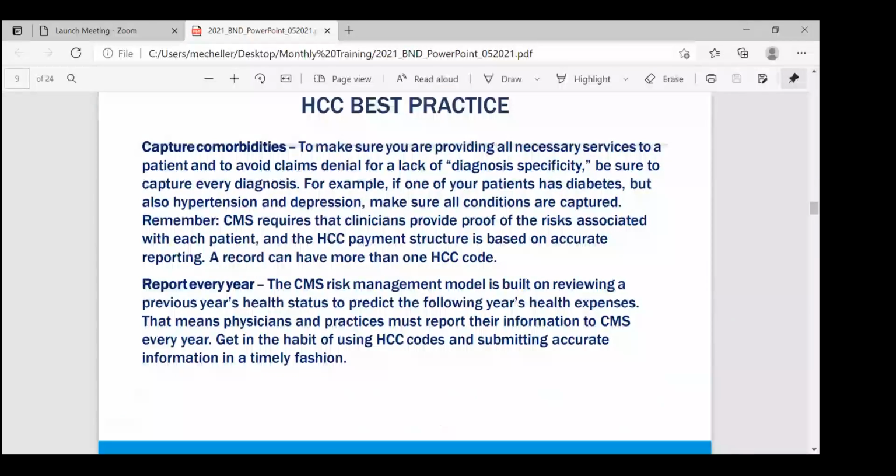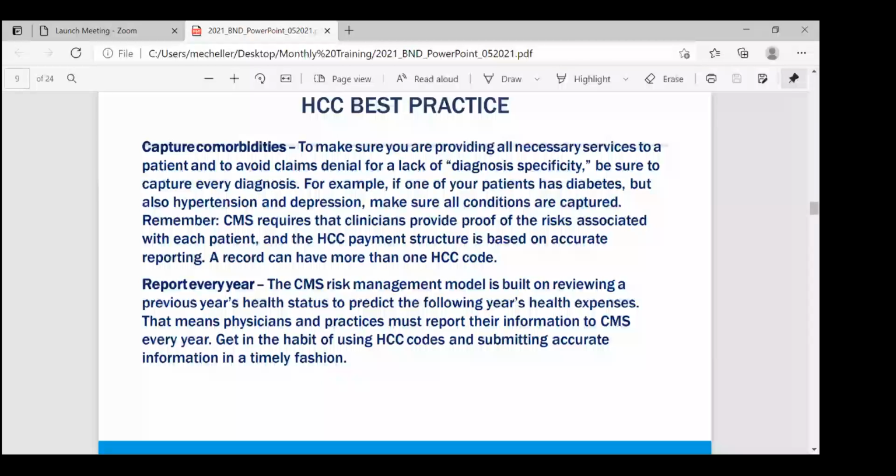So, capturing comorbidities. We want to make sure that we're applying all the comorbidities associated with the primary diagnoses, and it goes again back to specificity. We want to be sure to capture every diagnosis that's in the patient history if it's still relevant. For example, we talked about diabetes, but there's hypertension and there's depression and there are also other conditions that could be captured, and making sure that we have accurate records and we have sight of those conditions that are associated with the primary.